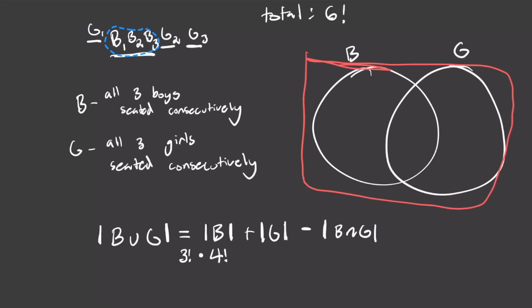So for instance, this one should be counted differently than this one, and then we multiply by 3 factorial because for each one of those, we could have 3 factorial permutations within this block itself. So that's the magnitude of B.